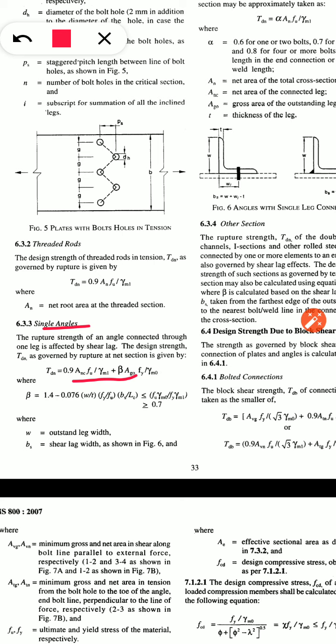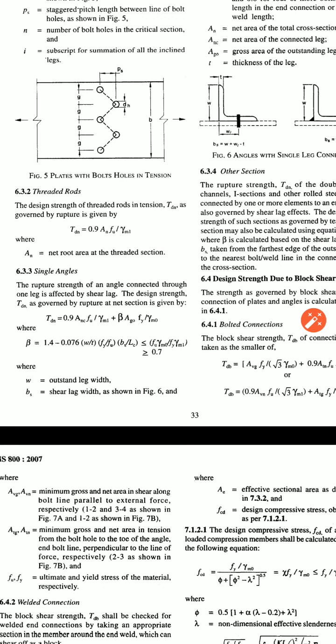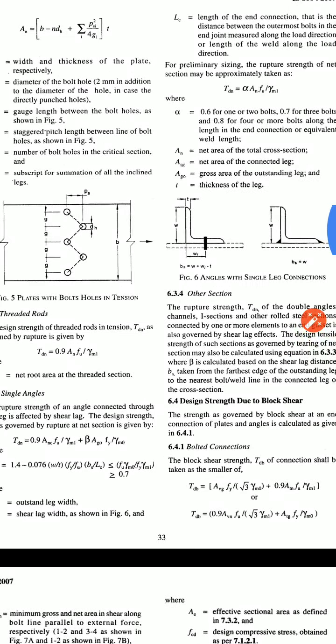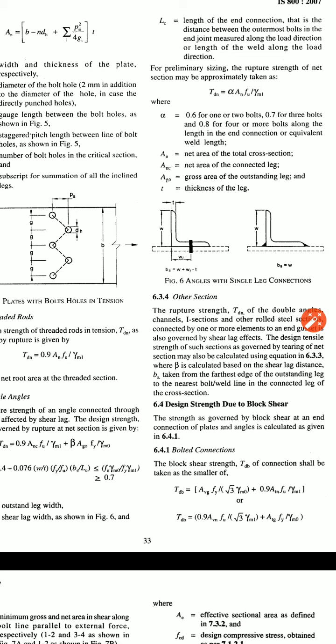Now what is this beta? Beta is given by 1.4 minus 0.076 (w/t)(fy/fu)(bs/Lc). Now what is w? W is the outstanding leg width. It is given clearly in the diagram, figure C. Suppose the angle section given is 90 into 60 into 10 mm. The leg which is free is the outstanding leg. The leg which is connected by bolt, we call the connected leg.